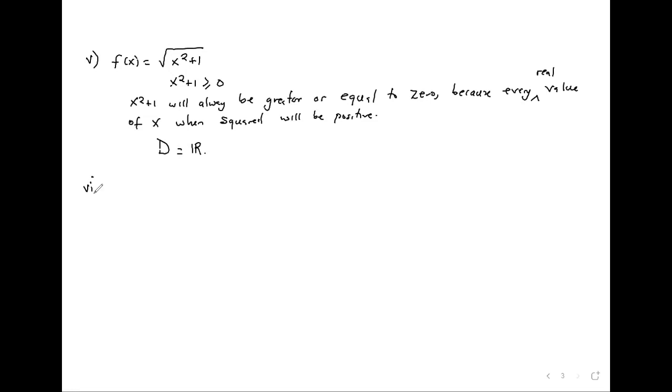The sixth one is a bonus, where f of x is 1 over x. What's the domain? It can be any x, which is a real number, provided that x itself is not 0. It can't be 0 because it's in the denominator.